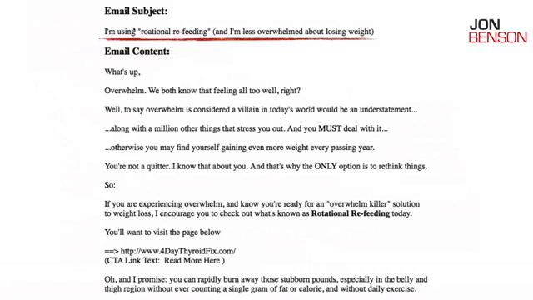But I'm not saying if you're overwhelmed by losing weight, try rotational refeeding, because that's directed only at them. I'm saying I'm using this. And I emphasize the whole "I'm using this" because people consider me an expert. So they're going, well, if he's using it, maybe I should check this out. But then I dive into really powerful post engagement with two simple sentences.